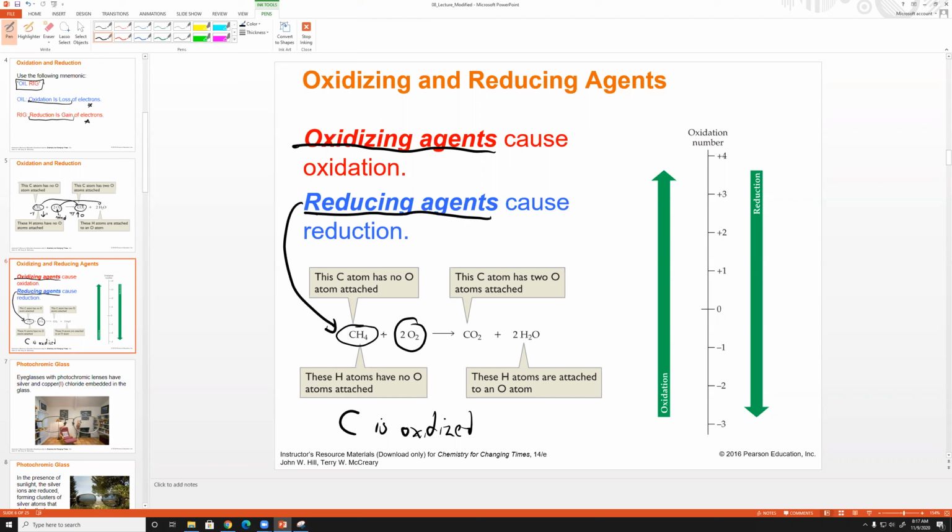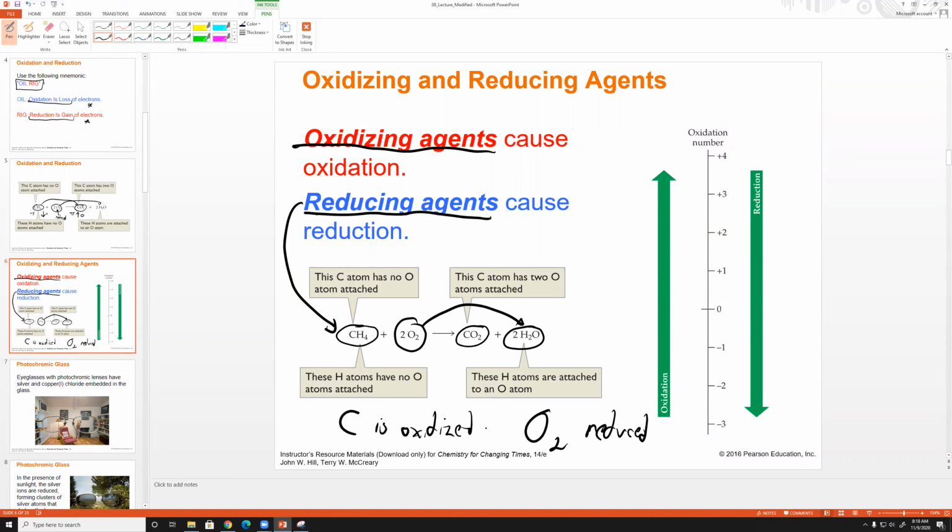So CH4 is being oxidized. How do we know that? Because it is losing hydrogens, going to the right side of the equation, and also it's gaining oxygens. So that means it's oxidized based on the definition. On the flip side, oxygen is gaining hydrogens. If you compare it to here, that means it's being reduced. So oxygen is being reduced.